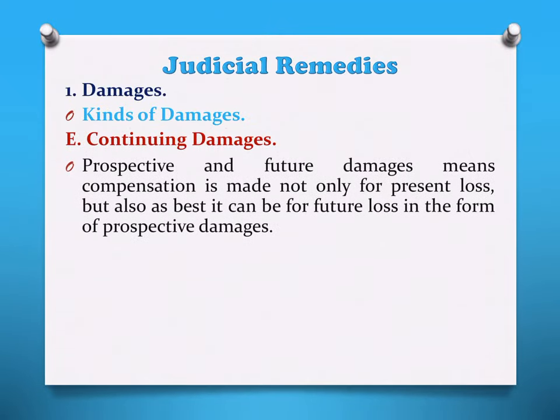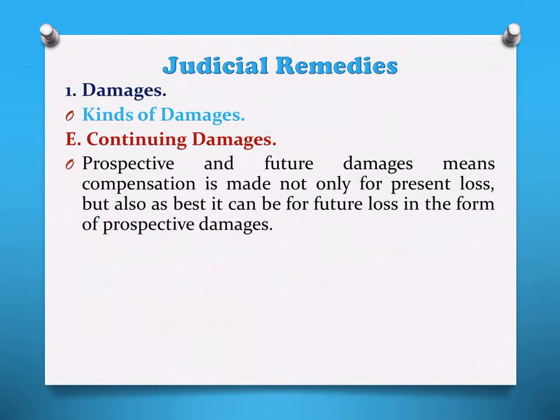Next one is continuing damages. Prospective and future damages mean compensation is made not only for present loss but also as best it can be for future loss in the form of prospective damages. So the court used to grant a compensation not only for the present loss but for the future loss also. कोर्ट सिर्फ प्रेजेंट लॉस के लिए कंपेंसेशन ग्रांट नहीं करता बट जो इंजुरी के वजह से जो फ्यूचर लॉस होने वाला है, इन फ्यूचर होने वाला है, डैमेजेस कंटिन्यू है, लॉस कंटिन्यू है, तो कोर्ट कंपेंसेशन भी कंटिन्यू ग्रांट कर सकता है.